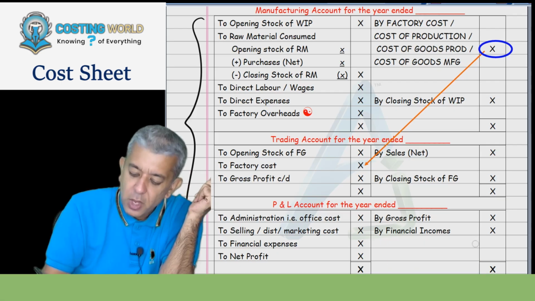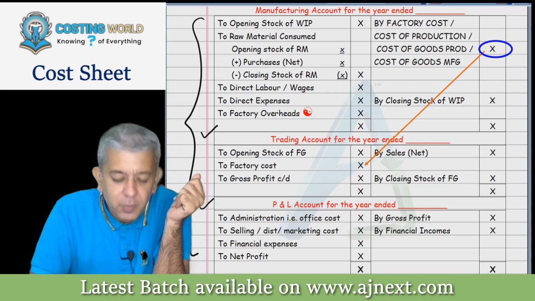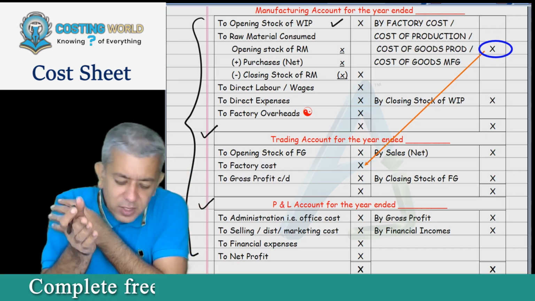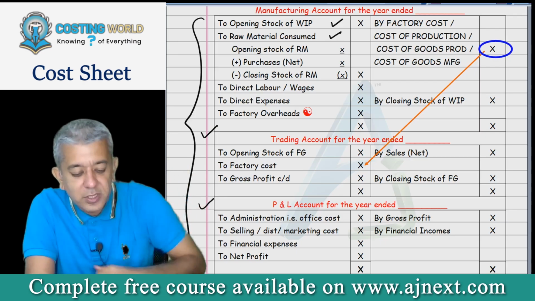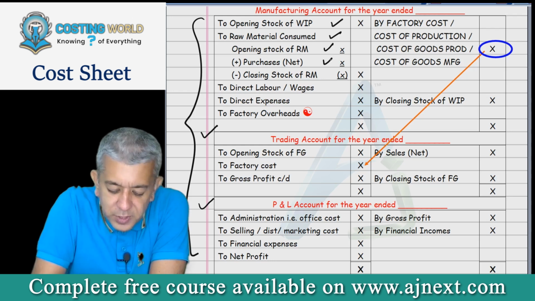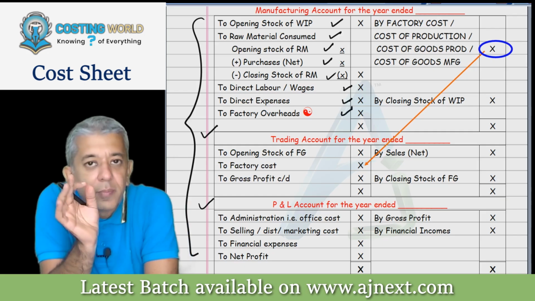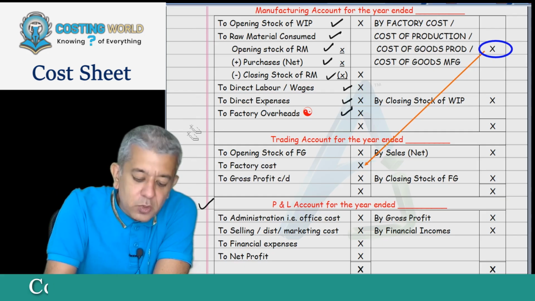Now listen, your manufacturing account till here, your trading account till here, and your P&L account till the end. Your manufacturing account from 11th standard has always started with the opening stock of WIP. Raw material consumed is opening stock plus purchases less closing stock. Then direct labor, direct expenses, factory overhead. Do remember, this is your manufacturing account, so any manufacturing expenses always come over here.